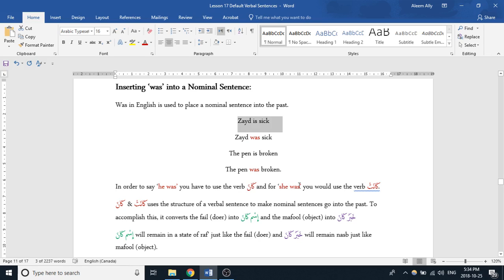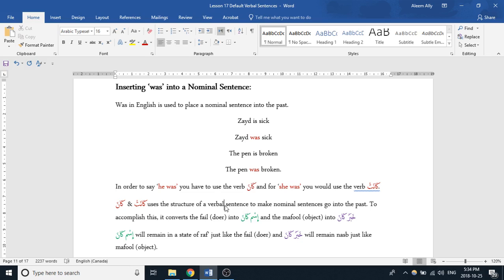And for "she was", you would use the verb kanat. So there's just two, kana and kanat. Kana for male, kanat for female. So kana and kanat use the structure of a verbal sentence. And we said the structure of a verbal sentence is of three parts. There's the fi'l, which is a verb. In this case, it would be kana. And then there's the fa'il, which is the doer. And then there's the maf'ul, the object, the thing receiving the action.